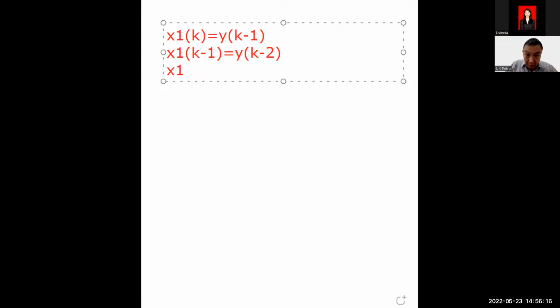How about if it is like this? x1 of k plus 1 equal to what? So y of, this is k, now this one becomes k minus 1. So if I add 1 in here, that means k minus 1 plus 1, so equal to k itself. Minus 1 plus 1 is 0, right? So k plus 0 is yk itself. Is that okay?